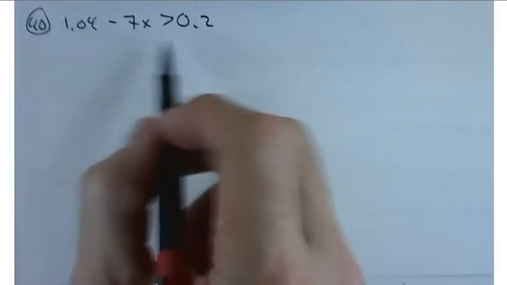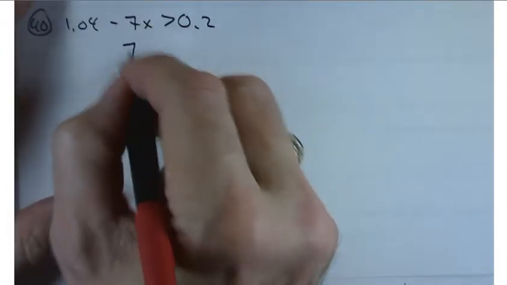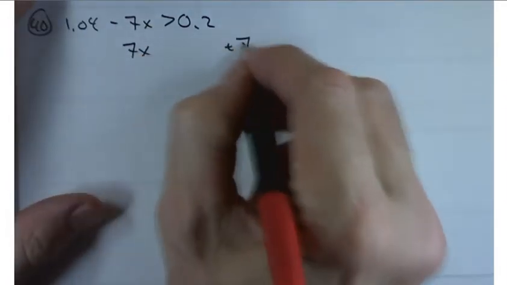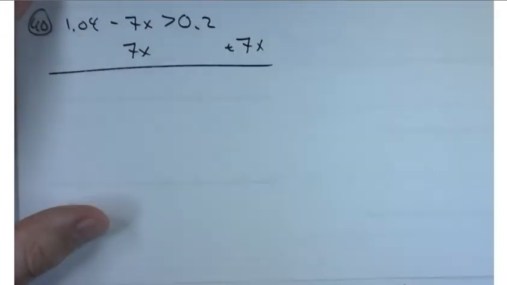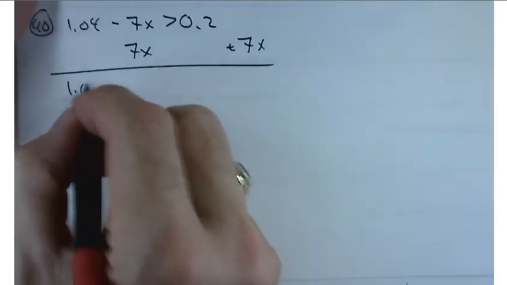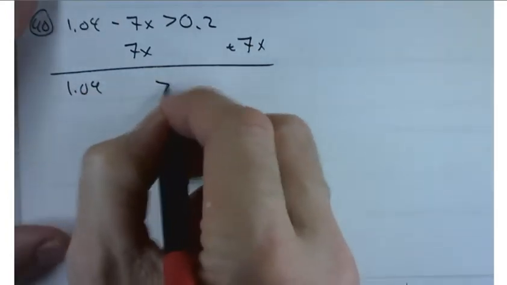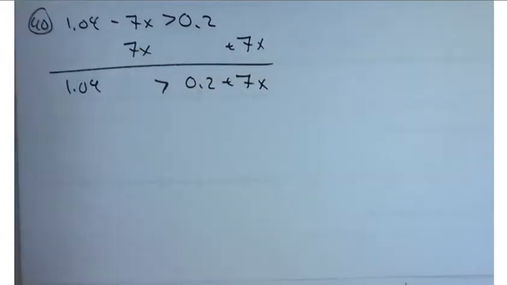You could add 7x to both sides. Sure. That would work. All right. Add 7x to both sides. Now, are 0.2 and 7x like terms? No. So, okay. That's fine. I get 1.04 is greater than 0.2 plus 7x. That's a good start. Let's keep going. Now what?